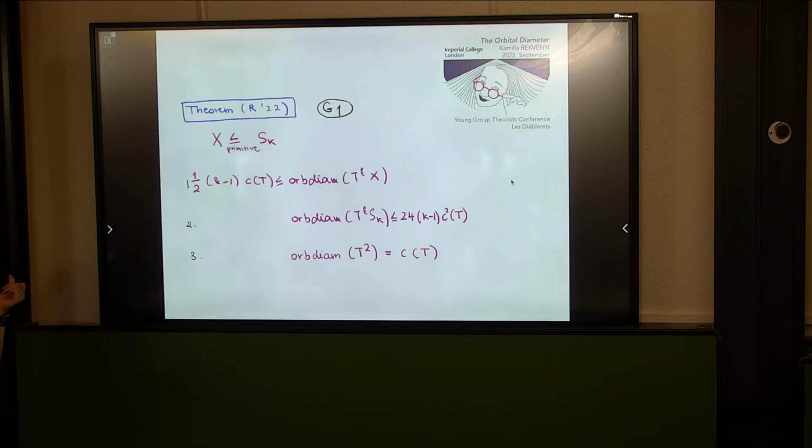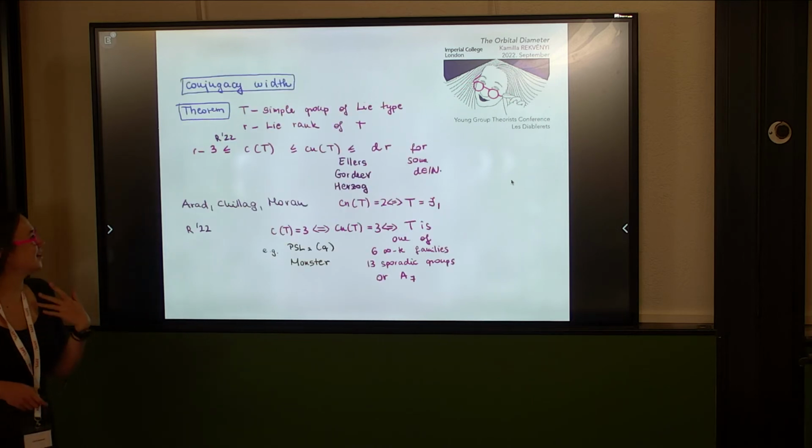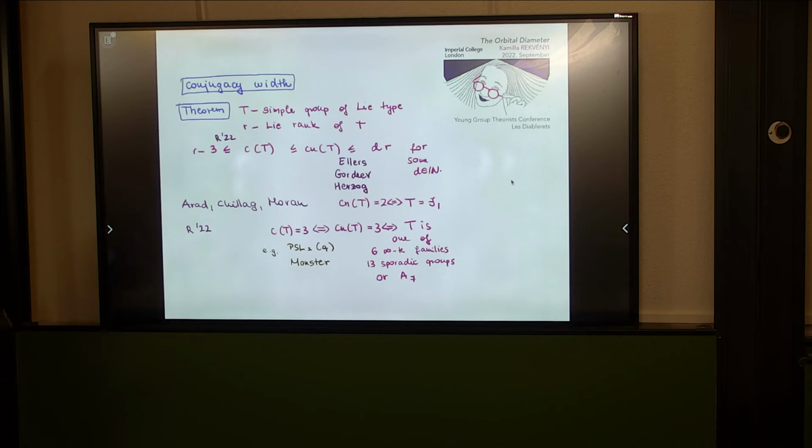And then we can also prove that the orbital diameter of the simplest diagonal group ever, T^2, is exactly the conjugacy width. So for a lot of these, we can exactly tell how much it is, because there is a lot that we now know about the conjugacy width.